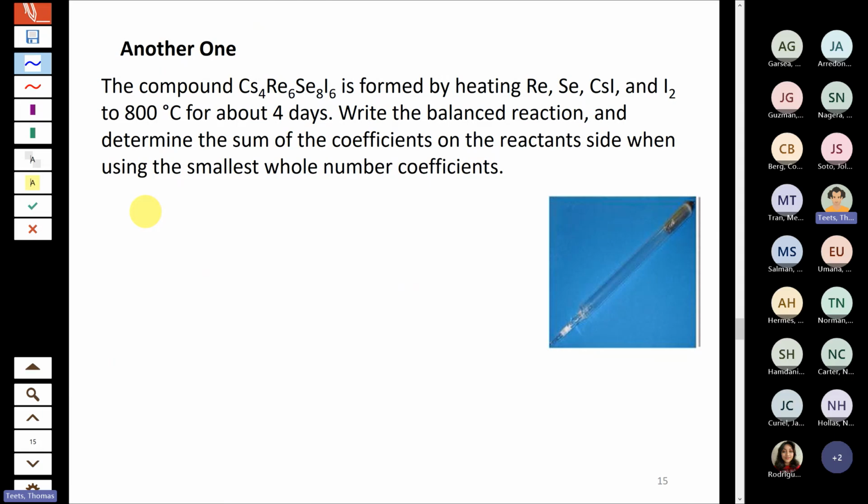So this complicated compound here, Cs4Re6Se8I6. So it's a pretty complicated thing. We make it by taking elemental rhenium, elemental selenium, cesium iodide, which is an ionic compound, and then I2, also an element, and we just blast them in a furnace at 800 degrees for about 4 days, and it forms this compound. So write the balanced equation and then determine.